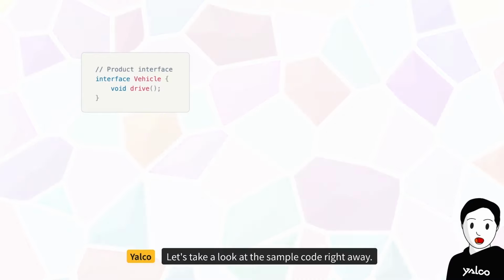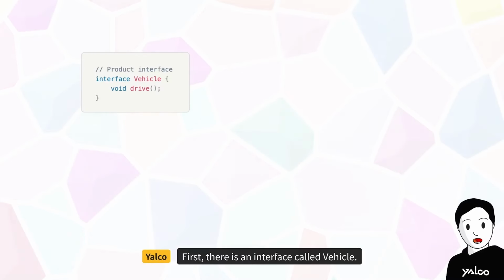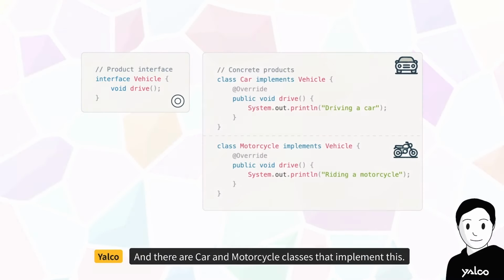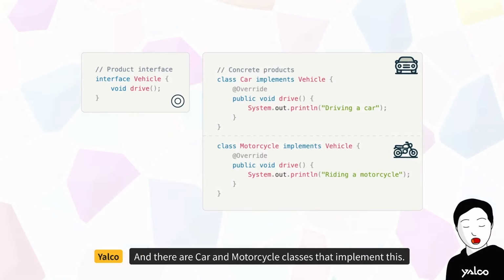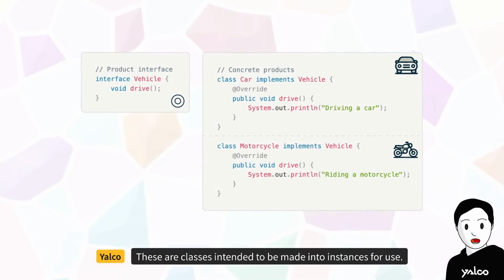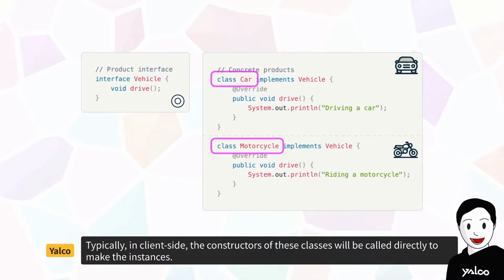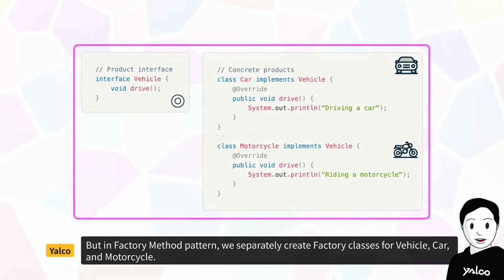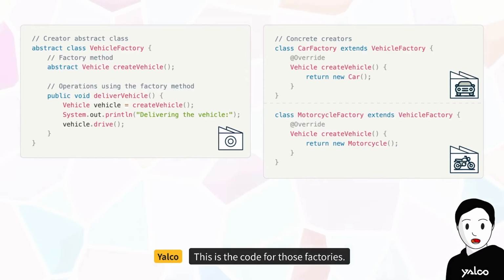Let's take a look at the sample code right away. First, there is an interface called vehicle, and there are car and motorcycle classes that implement this. These are classes intended to be made into instances for use. Typically, in client-side, the constructors of these classes will be called directly to make the instances. But in factory method pattern, we separately create factory classes for vehicle, car, and motorcycle. This is the code for those factories.